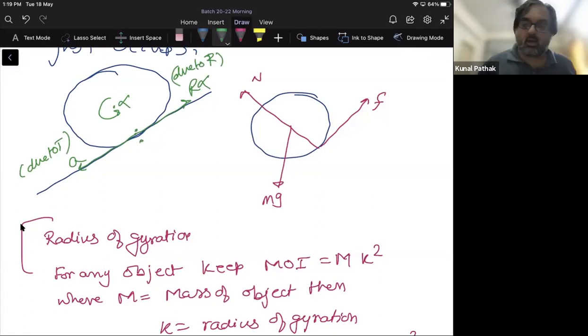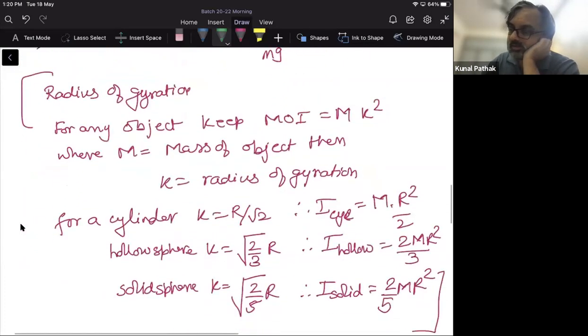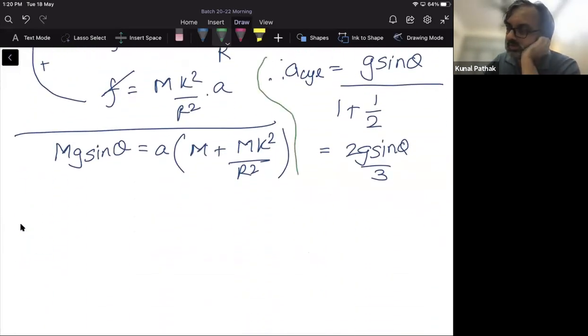Like I said, close your eyes and put a is equal to R alpha. Unless of course there are, after this I'll give you a question where a will not be equal to R alpha. Okay. So now you see, you can figure out the a for everything just by putting in the value of k.